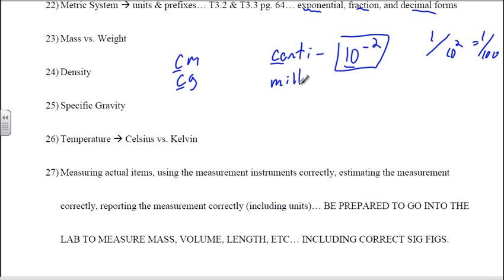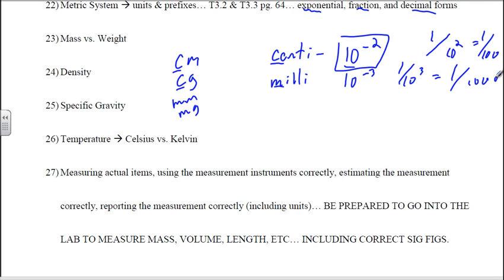Then milli, symbol would be m, like millimeter, mm, milligram, mg, and it's a lowercase m. Milli is going to be 10 to the negative third, or 1 over 10 to the third, which equals 1 over 10 times 10 times 10, which is 1,000. So a millimeter is 1/1000th of a meter, or a milligram is 1/1000th of a gram.